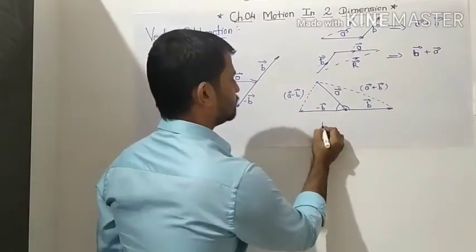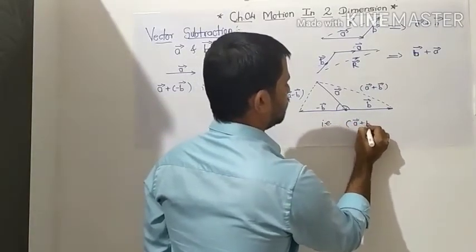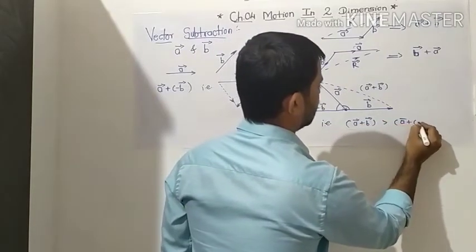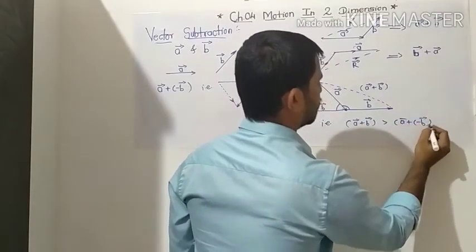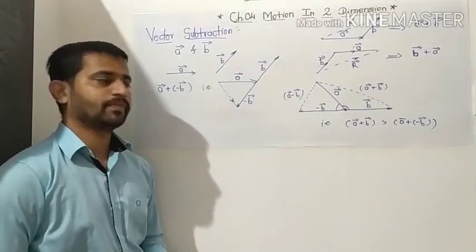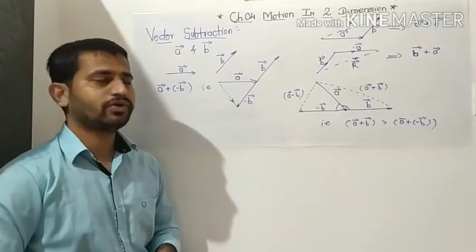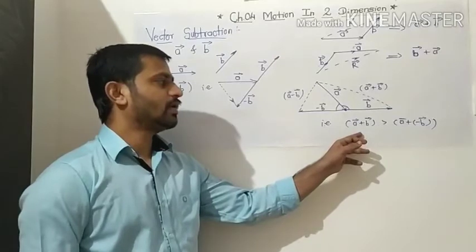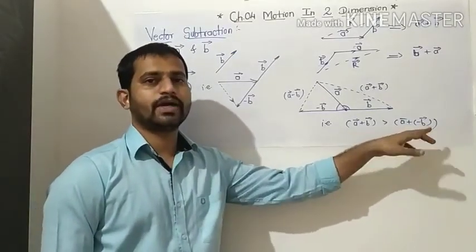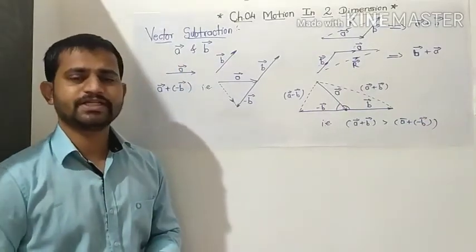That is, the magnitude of A plus B is always greater than A plus minus B. Okay, it's always greater than A plus minus B. So in this case, we can come to know that the value of vector A plus B is always greater than A plus minus B. Okay, so this is about some special cases.